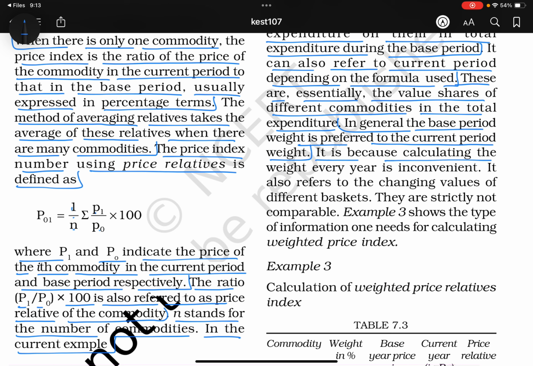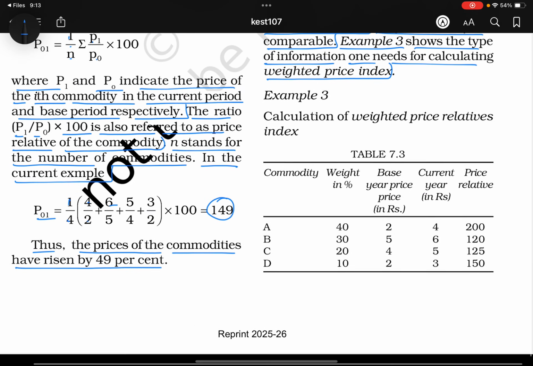It is because calculating the weight every year is inconvenient. It also refers to the changing values of different baskets. They are strictly not comparable. Example 3 shows the type of information one needs for calculating weighted price index.